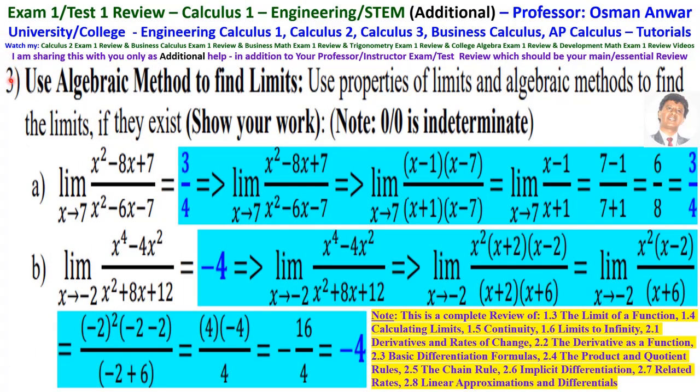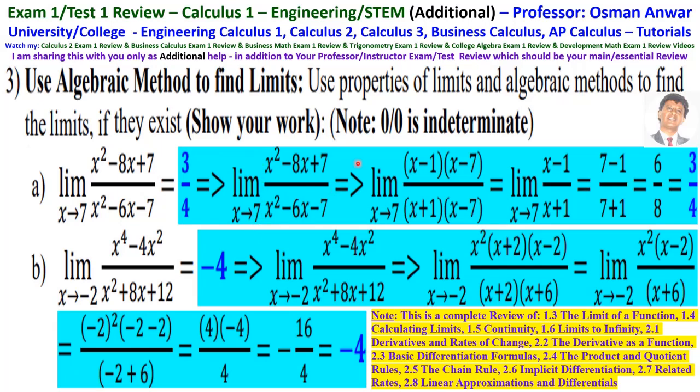Number 3 is use algebraic method to find the limit. Use a property of limit and the algebra method to find the limit if they exist. A. Limit as x approaches 7 of x squared minus 8x plus 7 over x squared minus 6x minus 7. So if you evaluate this at x equals 7, you will find it is 0 over 0, which is indeterminate. Indeterminate is not an answer. That means we have to do some algebra before we take the limit.